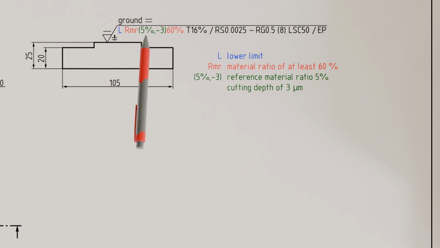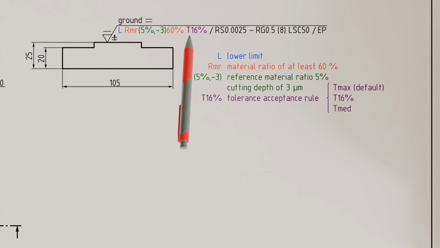Next, the tolerance acceptance rule to be used is specified in the surface specification. In our case, the so-called 16% rule applies. This means that the surface is still considered acceptable if no more than 16% of all measured values fall below the required surface quality. Therefore, 84% of the measured points on the surface must have at least 60% material ratio at a depth of 3 micrometers. The surface is then deemed acceptable. If no measured value is allowed to fall below the required surface quality, this is indicated by the designation Tmax.